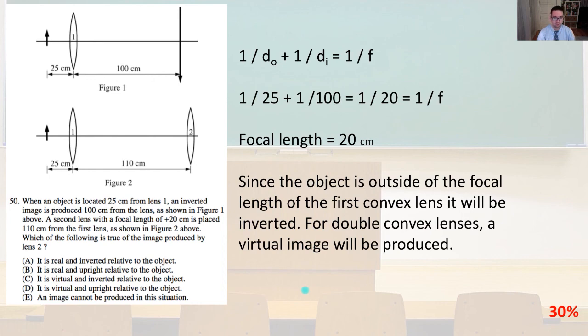So 1 over do plus 1 over di is going to equal 1 over f, f being the focal length. And 1 over 25 plus 1 over 100 is going to equal 1 over 20, and that's going to equal 1 over f. So the focal length equals 20 centimeters. So since the object is outside of the focal length of the first convex lens, it's going to be inverted. And for double convex lenses, a virtual image is going to be produced. And so that is going to leave us with answer C.